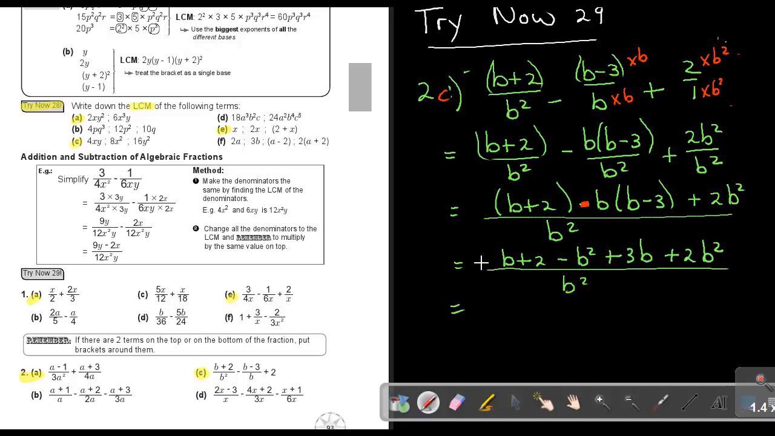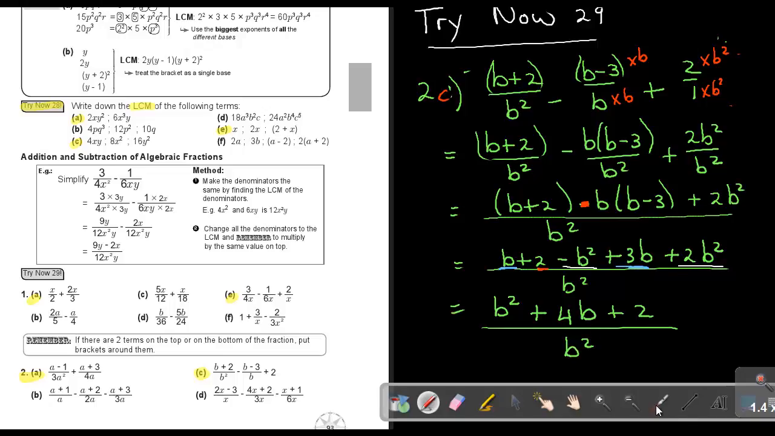And now I'm just adding my like terms. Can you see? I'm just going to underline. This one is like with this one. And I can see this one is like with this one. And this one is just on its own. So basically, let's just add. So it's 2b squared minus b squared. So it's just b squared. Okay. And then this one, 3 plus 1. So what will it be? 4b. And then that 2 plus 2. And it's going to be over b squared.